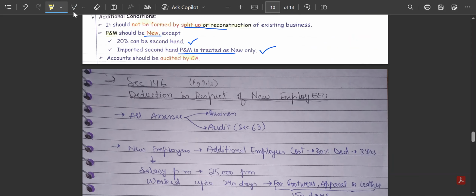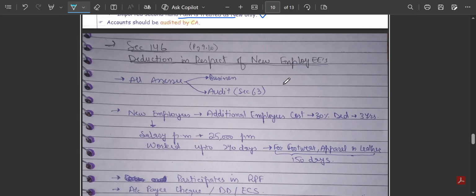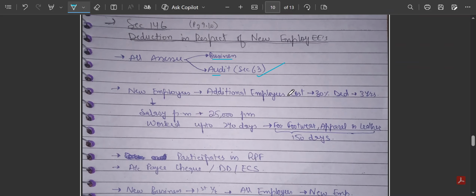Moving on to the next section, which is section 146, and it relates to the deduction in respect of new employees. So when a business employs new employees, they will get a deduction under this section. This is the section which I used in the case of ICOs or softwares in office. At that time, it was called, I think, section 80JJAA. So it is available for all SSCs who are engaged in business and who are liable for audit as per the requirements of section 63.